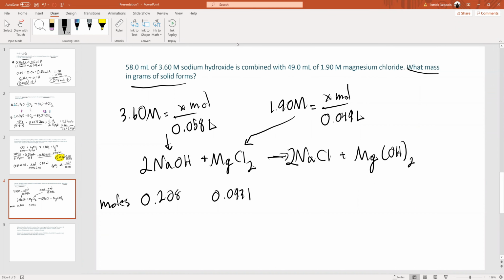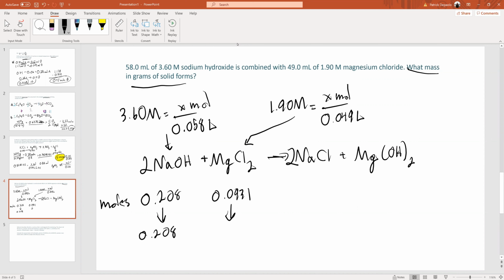So our job here, when things react, is to always make sure we know the limiting reactant. We want to know the extent of how the reaction occurs, so we can compare both of our reactants to one of the products. Let's compare it to the 2 NaCl. So we have 2 NaOH makes 2 NaCl. So that's a 1-to-1 ratio. We know that the 0.208 is going to correspond to 0.208 of product.